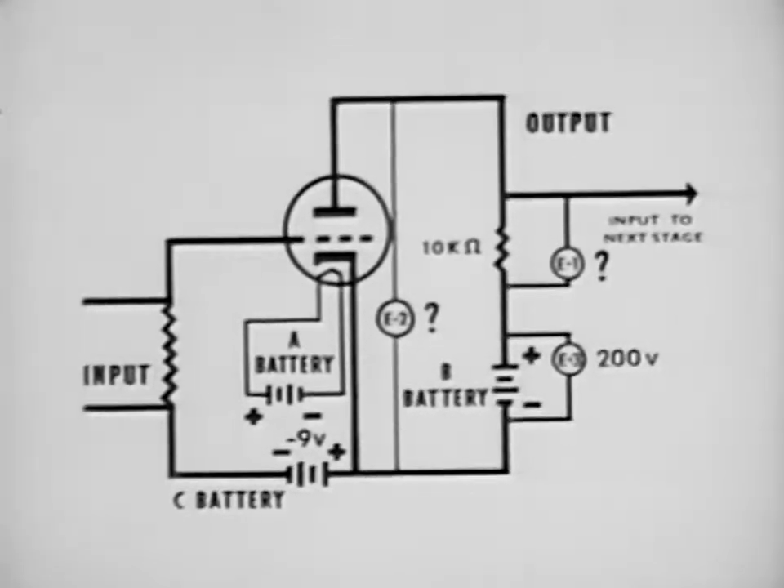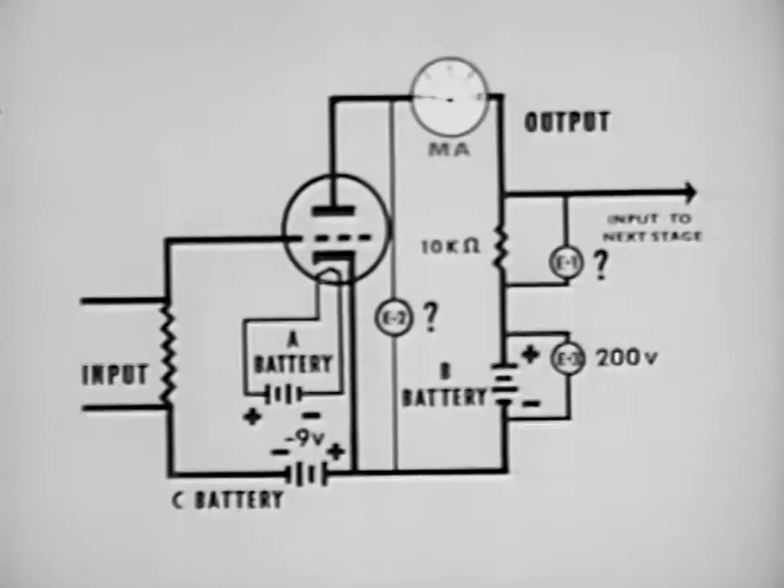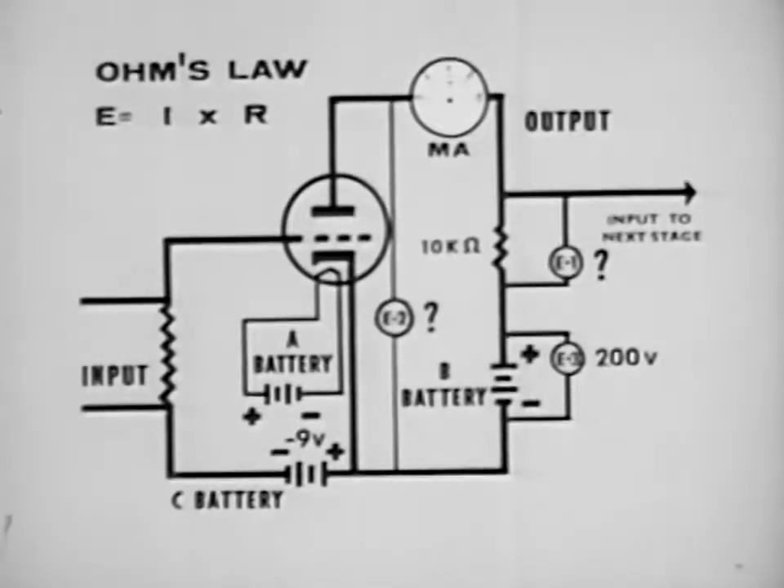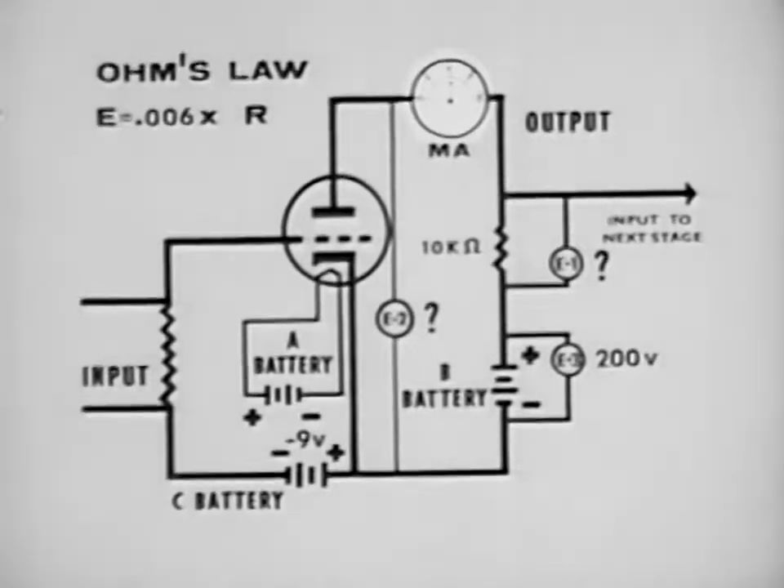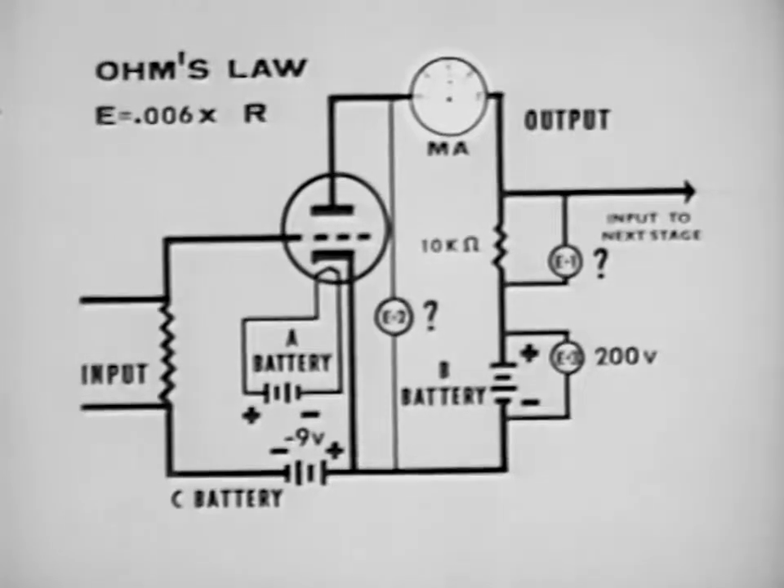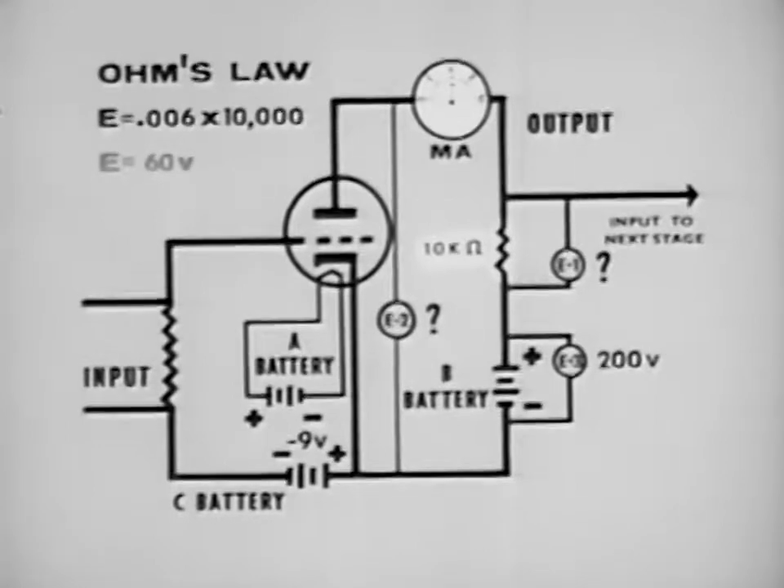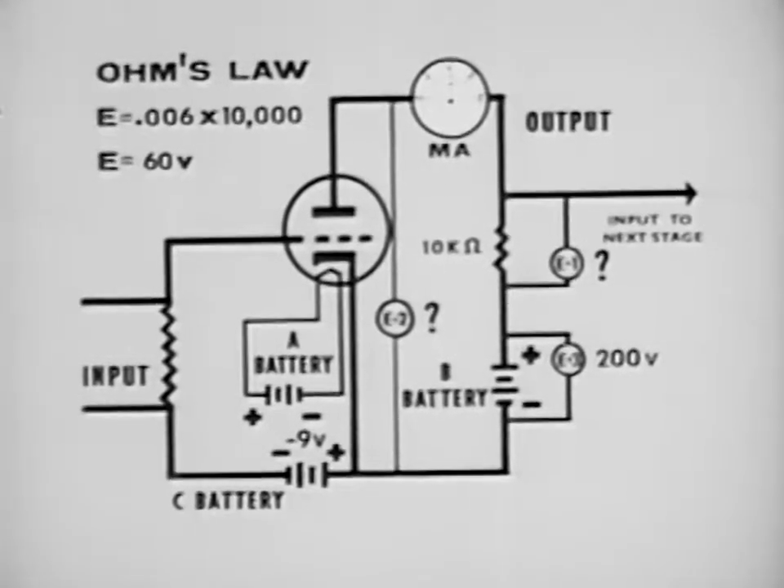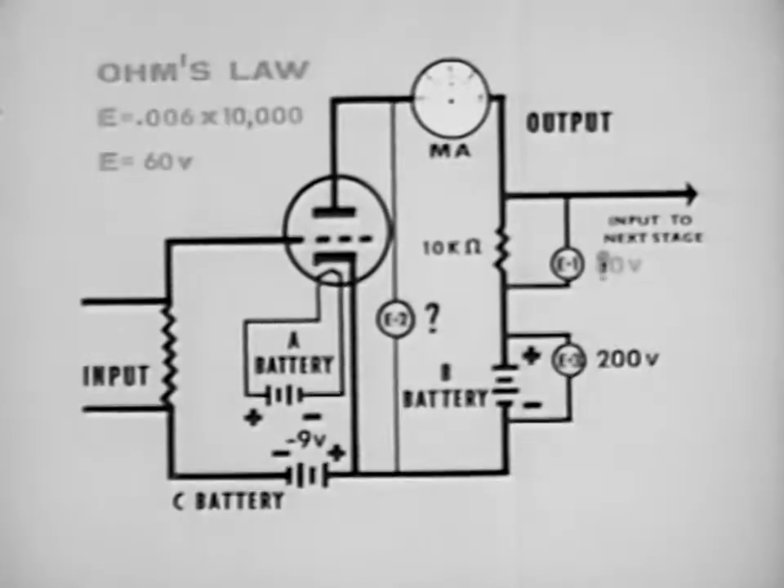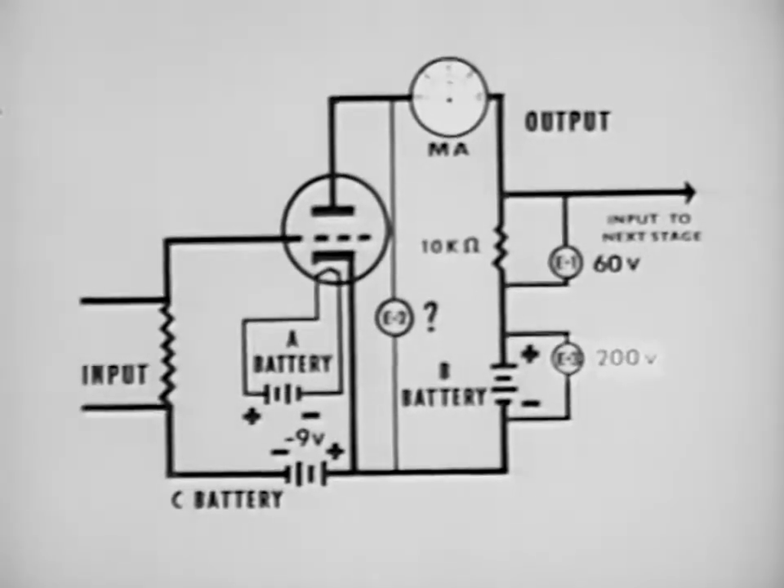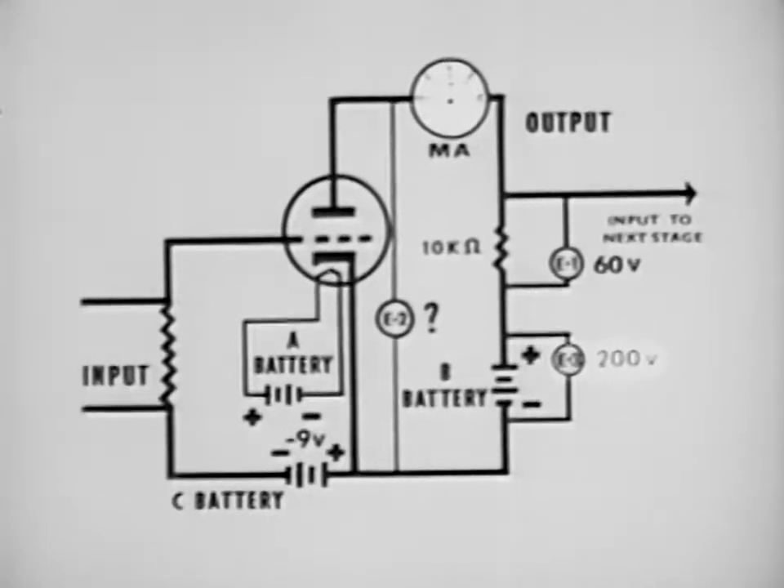Let's say that the bias is minus 9 volts, resulting in a static plate current of 6 milliamperes. The input signal has an amplitude of 1 volt. Using Ohm's law, we find that if we have 6 milliamperes of current flowing through a 10,000 ohm resistor, there is a 60-volt drop across the load. Subtract this 60 volts from the supply voltage of 200 volts, and we find that the difference in potential between the plate and cathode is 140 volts.